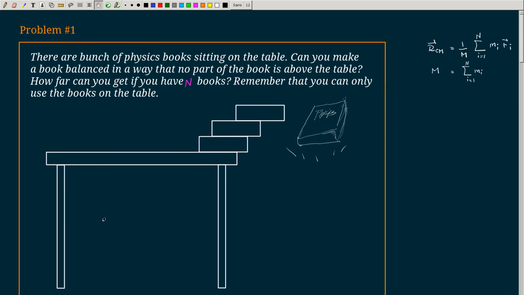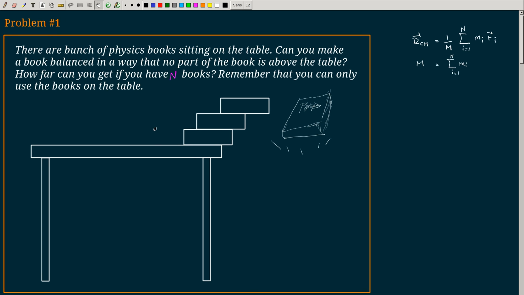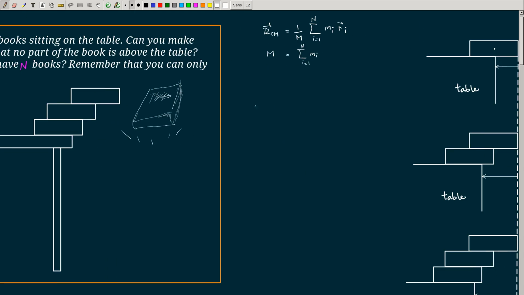The first problem: you have a bunch of books on the table. You want to know how far you can balance the last book on this table, how far from this edge of the table you can balance this last one. If you have n of them, can you go as far as you want, or do you have to stop somewhere? Specifically, it's asking, can you balance the last one in a way that no part of that book is above the table? Okay, let's get to the solution.